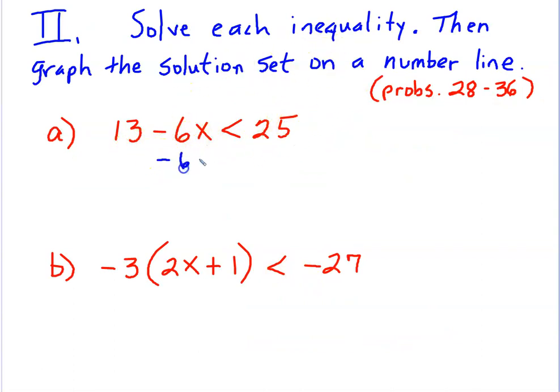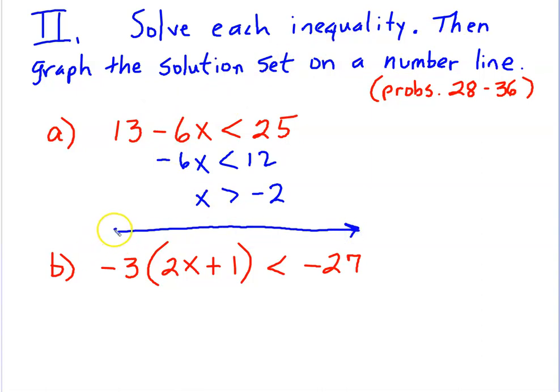We're going to subtract 13 from both sides. I'm going to divide by -6 on both sides, and I get my solution as x is greater than -2. So the direction says to solve each inequality, then graph the solution on a number line. So here's a number line that represents the solution set.